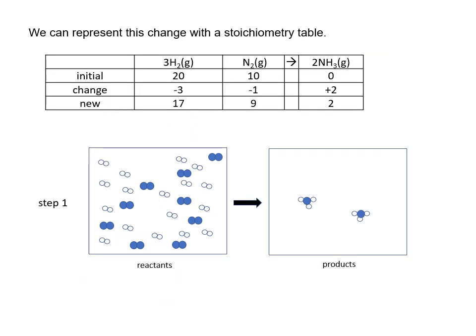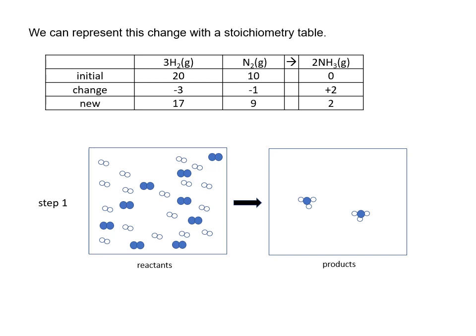We can represent this change with a stoichiometry table. We have rows for initial, change, and new. We started with 20 molecules of hydrogen, 10 molecules of nitrogen, and no molecules of ammonia. In this first step, we lose 3 molecules of hydrogen, which is represented in the change row of the table as -3. Similarly, we lose 1 molecule of nitrogen.